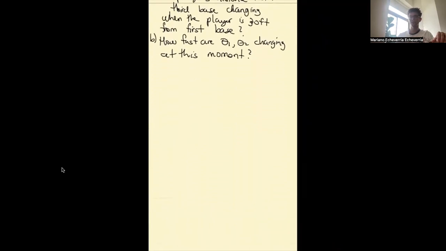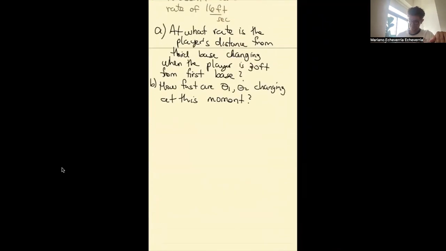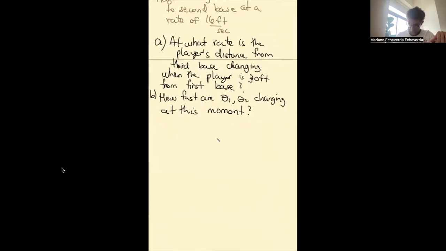Let me draw the diagram again with less terminology. So we have this square, right? We have this square. You have the player here. Okay.